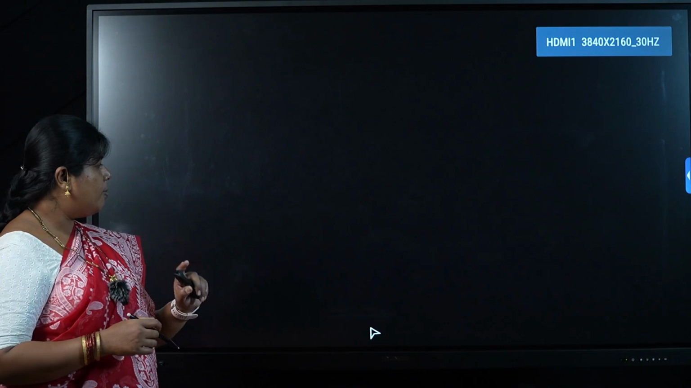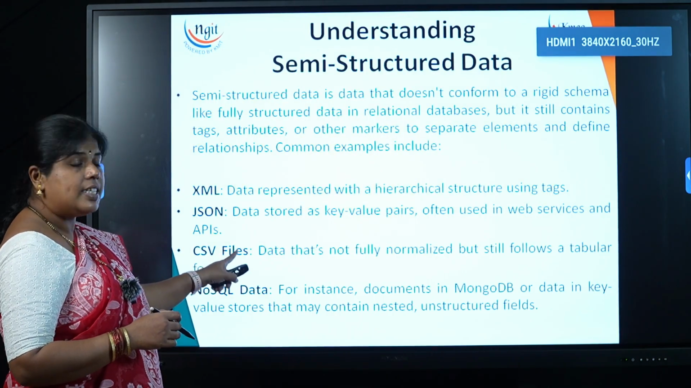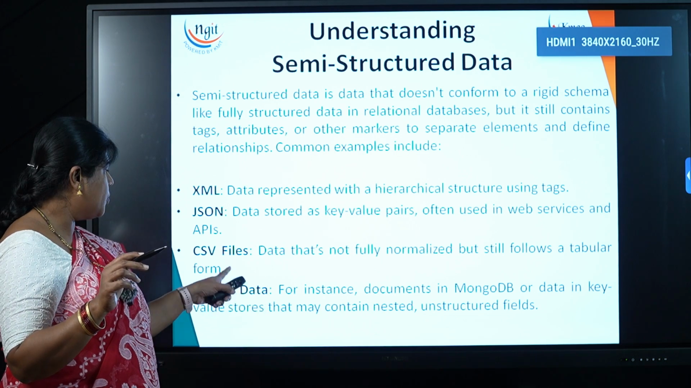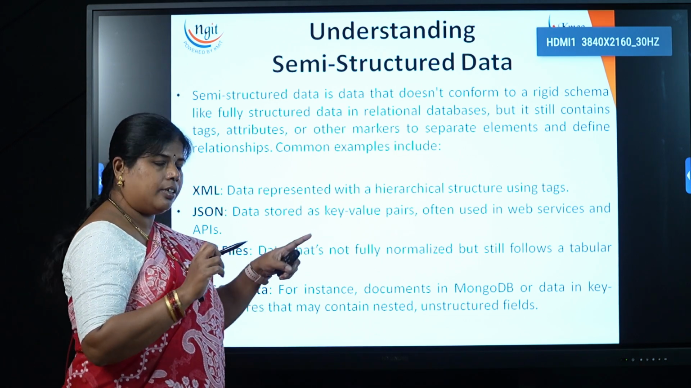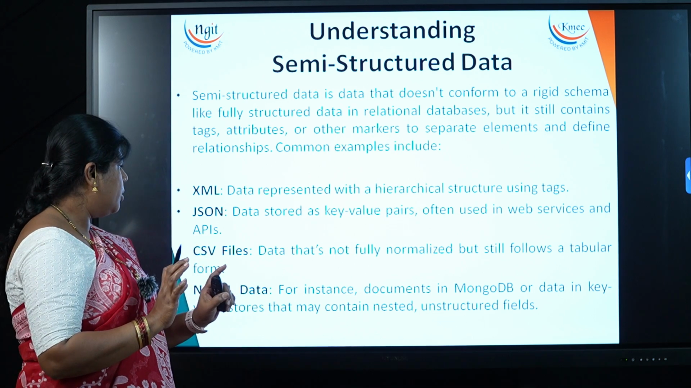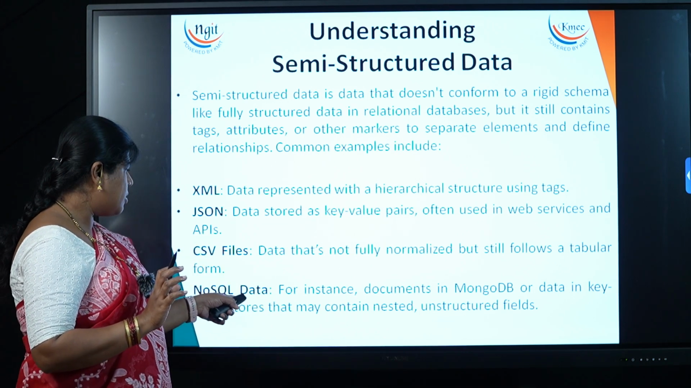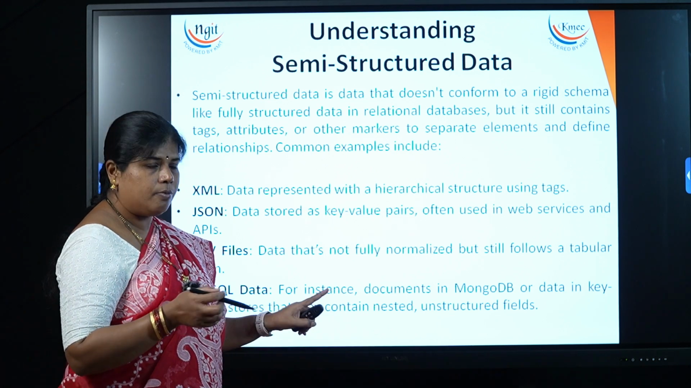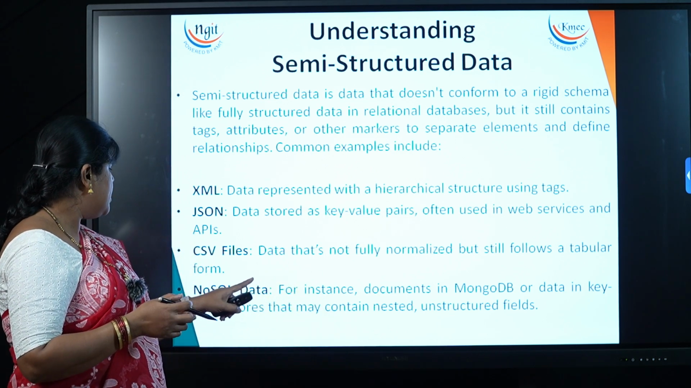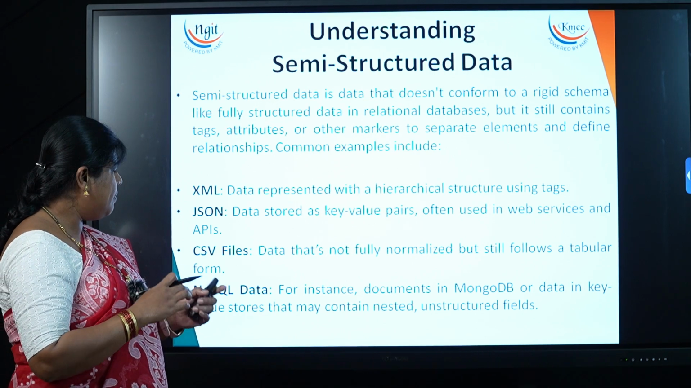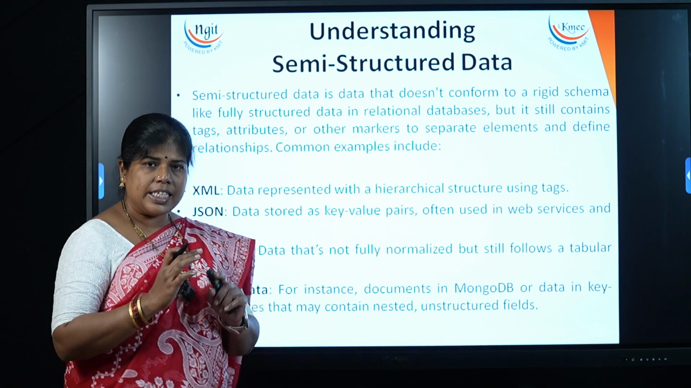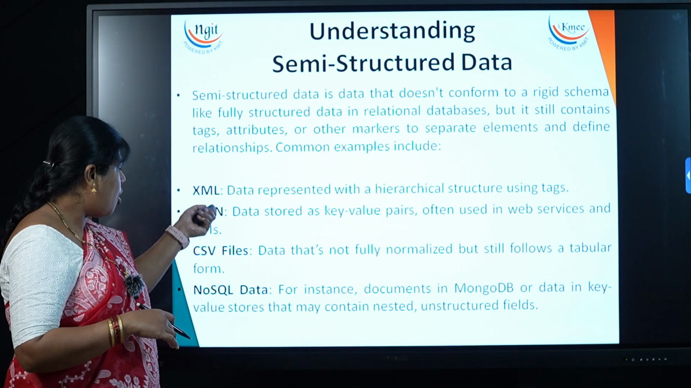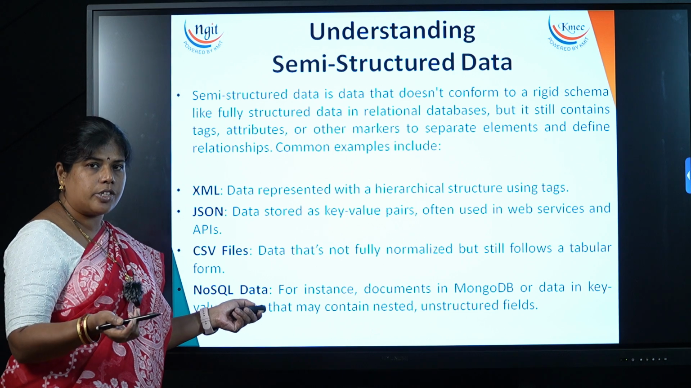Then the most commonly used format is what? CSV files. That is what we use for machine learning datasets, and that is strictly in tabular form. And then the next one is NoSQL data. That is in MongoDB, where we go for NoSQL data, which will have key value pairs, or it may have nested fields, unstructured fields, etc. So these are all examples of semi-structured data.